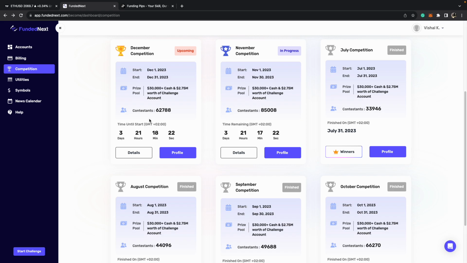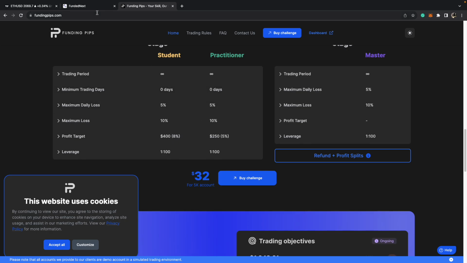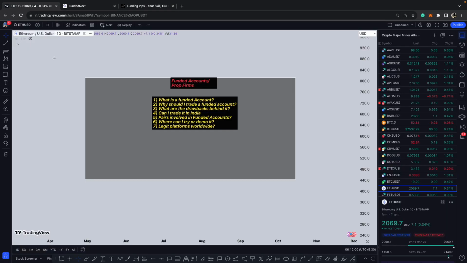This will not only help you understand how exactly things work, but it will also help you understand how volatile the market is, how to treat volatility, and at the same time how you can trade these pairs while risking as little as possible. So you can go with Funded Next, you can go with Funding Pips, and you can even go with TFT, or The Funded Trader.